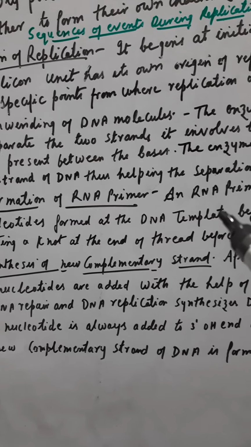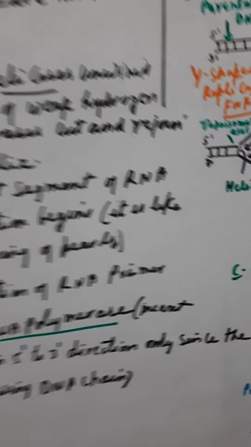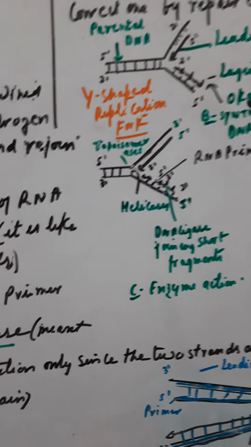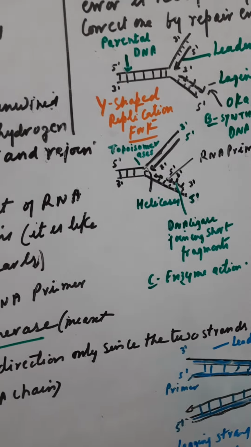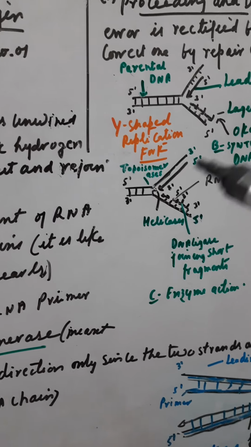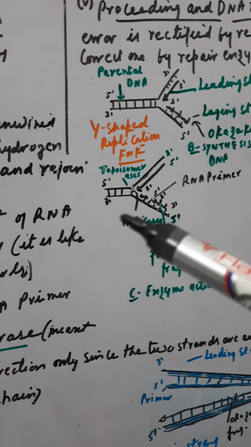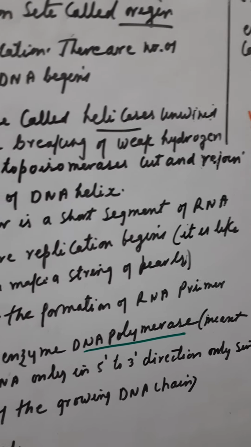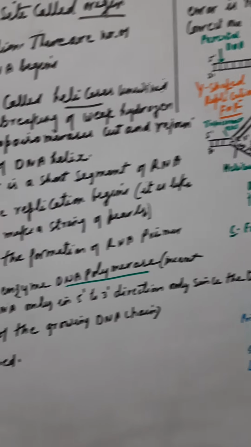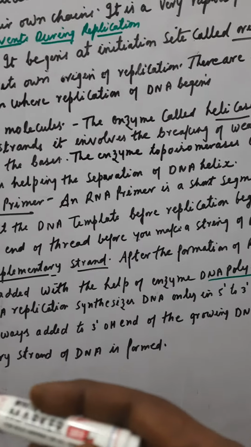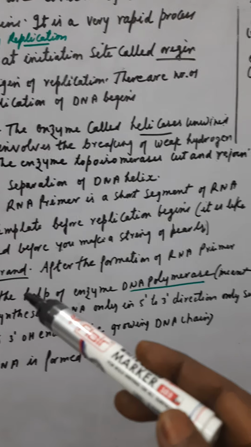Then formation of the RNA primer will take place. Here you can see the RNA primer is a short segment of RNA, with nucleotides formed at the DNA template before replication begins. It is like putting a knot at the end of a thread before you make a string of pearls. Then after that, synthesis of the new complementary strand takes place.